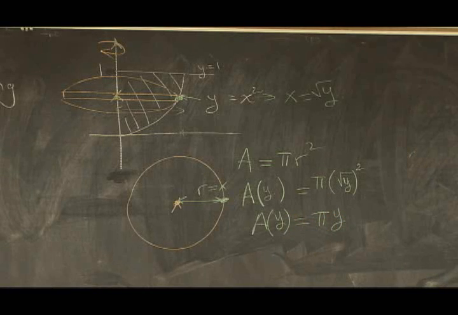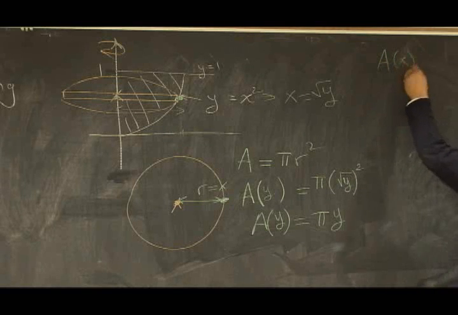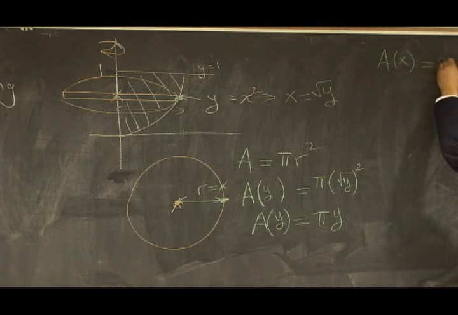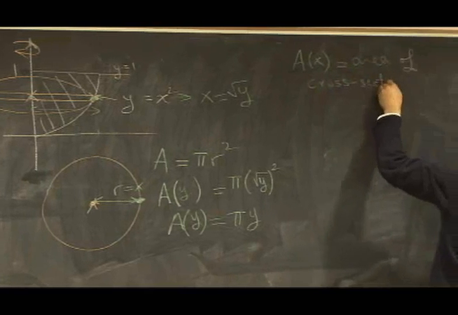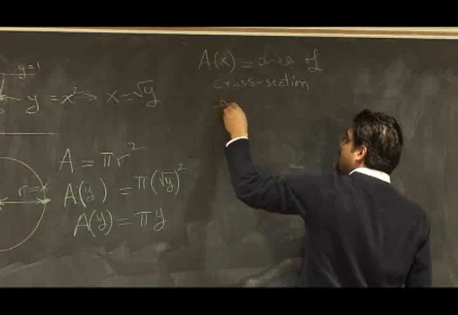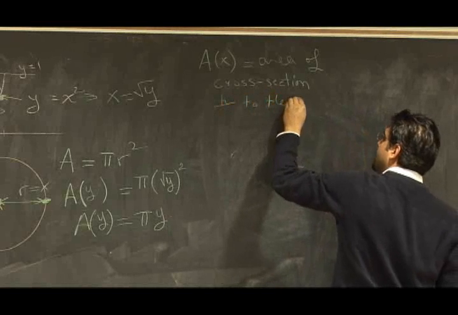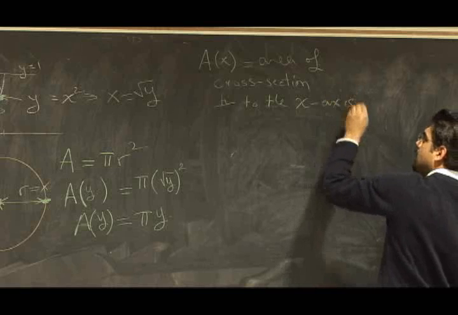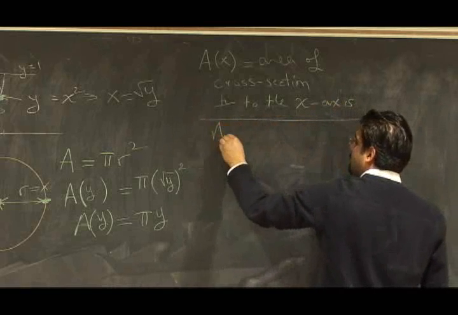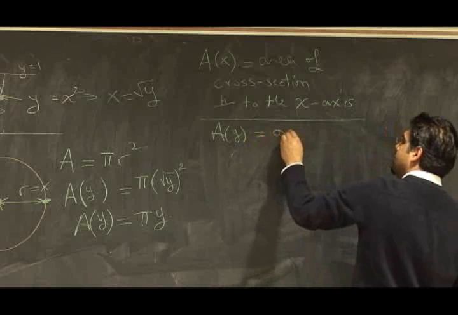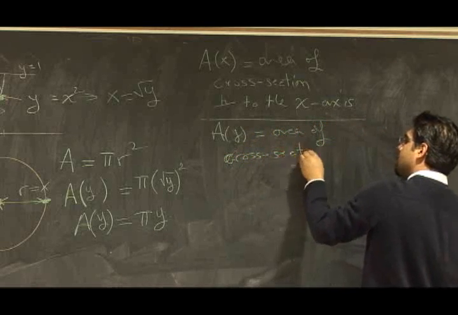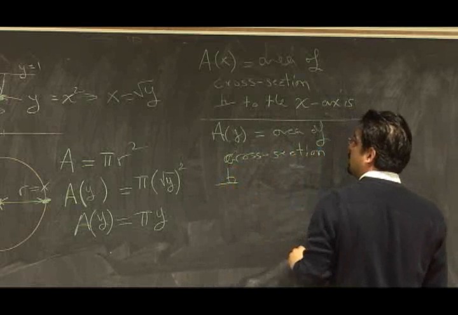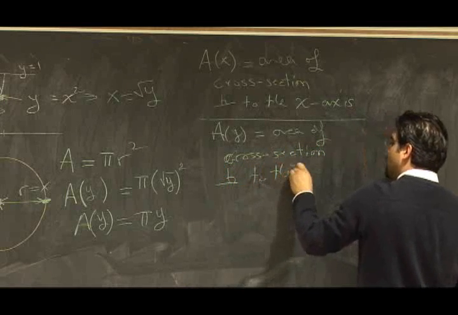Another way to think of it: last time we talked about A of x as being the area of a cross-section perpendicular to the axis of revolution, to the x-axis. Okay, so to solve this problem, we do something similar. A of y is the area of a cross-section perpendicular to the y-axis.